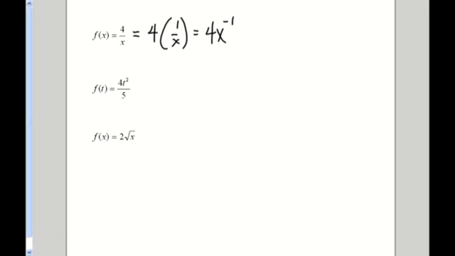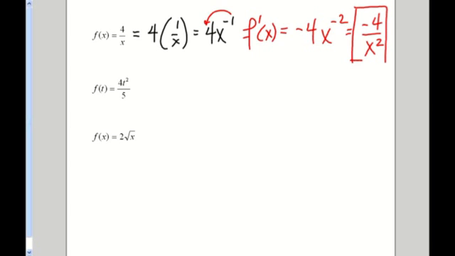So now if I were to take the derivative of that, f prime of x would be negative 4, right, as this 1 comes to the front, x to the negative 2 power. And that 2 is coming from negative 1 minus 1 is a negative 2. I could then rewrite this as negative 4 over x squared. Same idea here. I'm going to rewrite this one. I've got 4t squared over 5. Well, I want to rewrite this as 4/5 t squared.